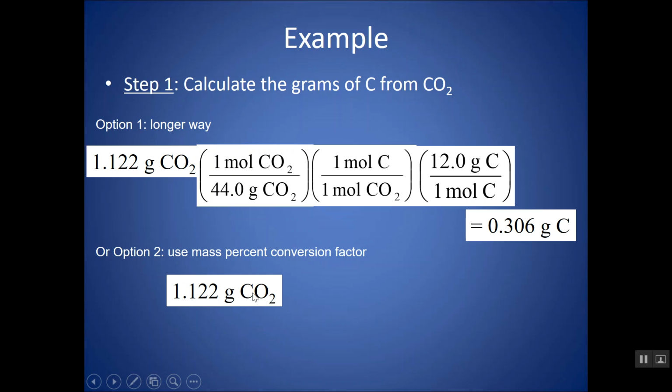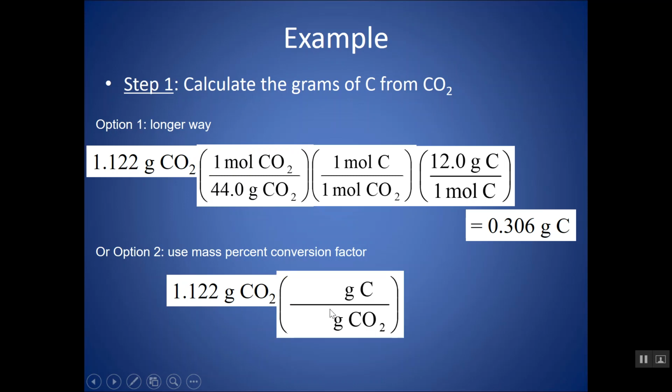I'm starting with the mass of the whole, mass of CO2, and I want to isolate just the mass of C. So I can say, okay, I want grams of CO2 in the bottom, so they cancel. I want grams of carbon on top, so I'm left with that. And this is just the fraction that's mass percent: mass of part over mass of whole. The molar mass of CO2 is 44. For every 44 grams of CO2, there'd be 12 grams of carbon.